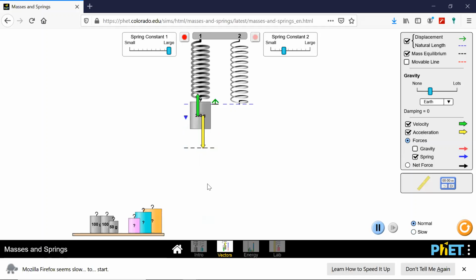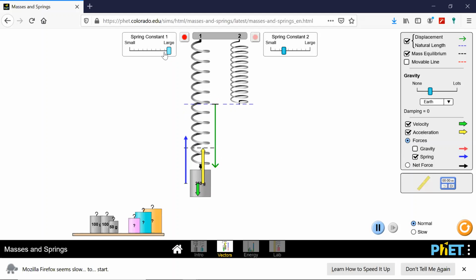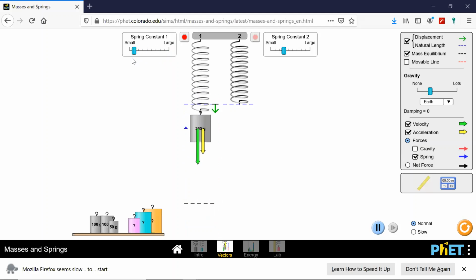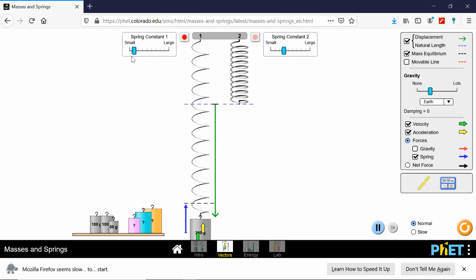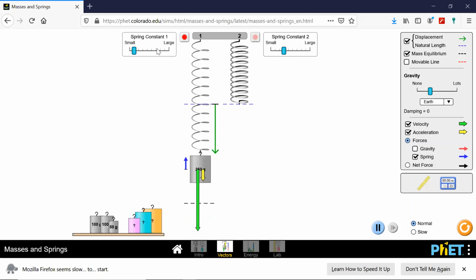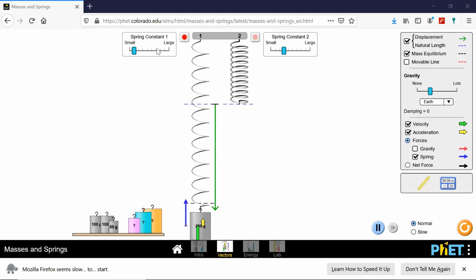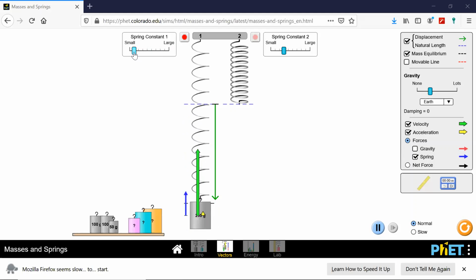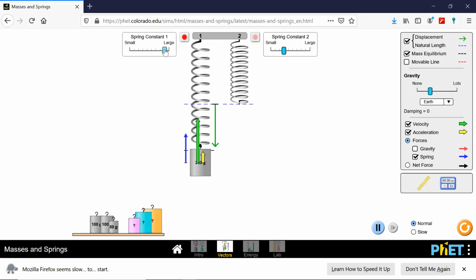So you have to describe what you see. I'll make it smaller. See, there's a difference. I'll make it larger. See, there is a change.